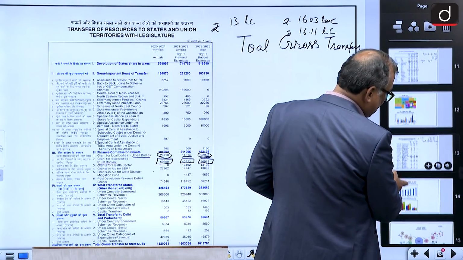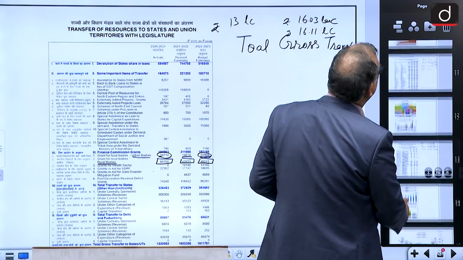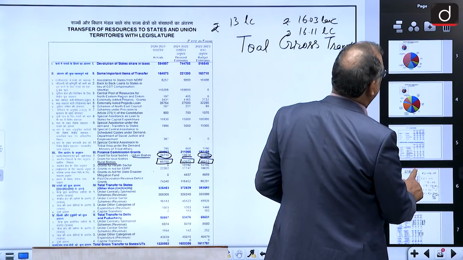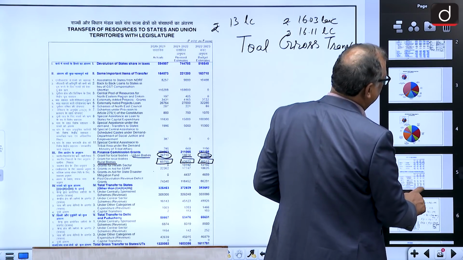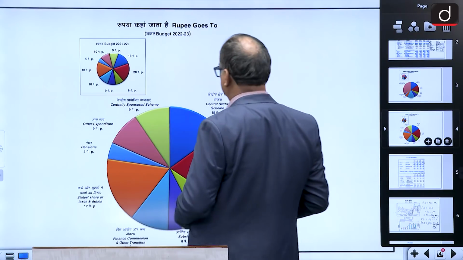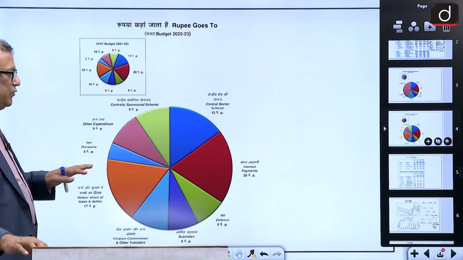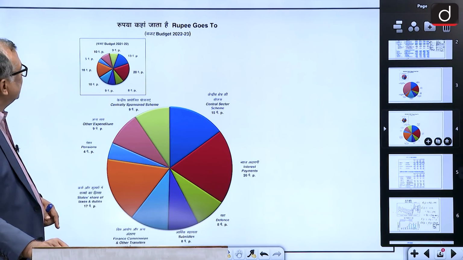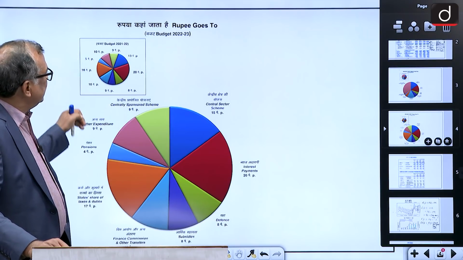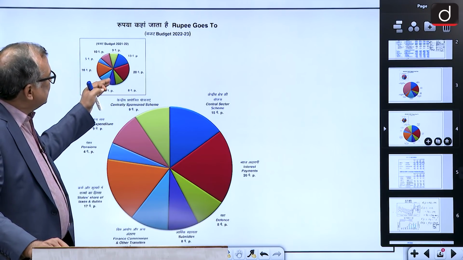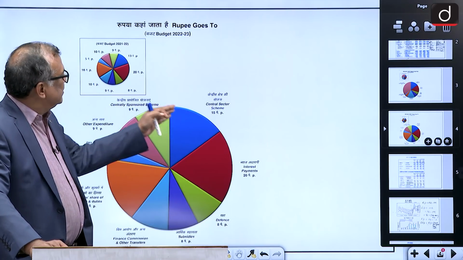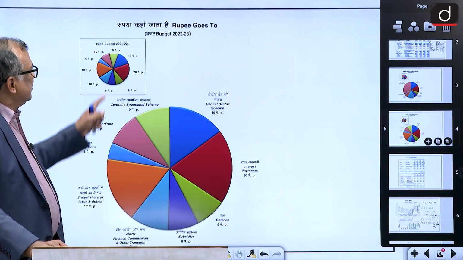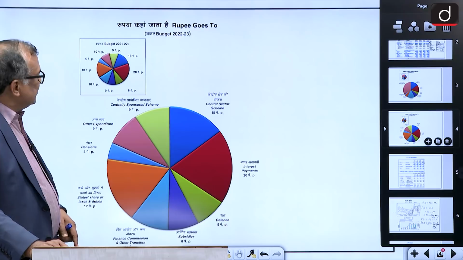Next thing where we should a little bit take note of is this graph you have all seen. Rupee goes to where? In 2021-22, that is in the current year, 13 paise went for central sector scheme. Next year 15 paise is likely to go for central sector scheme. So, this is an improvement for central sector scheme, that is important.